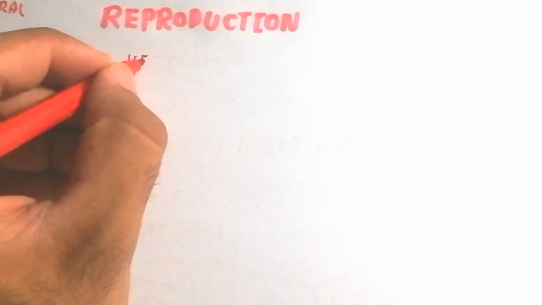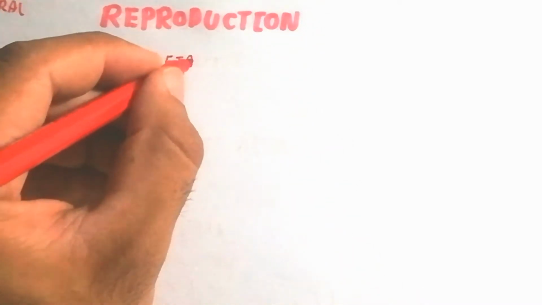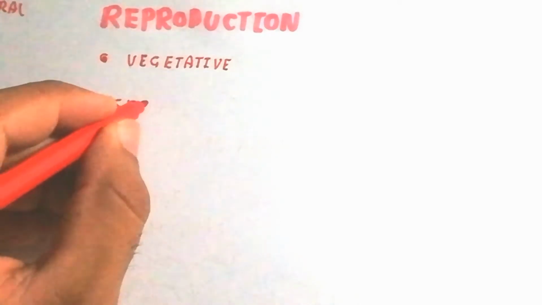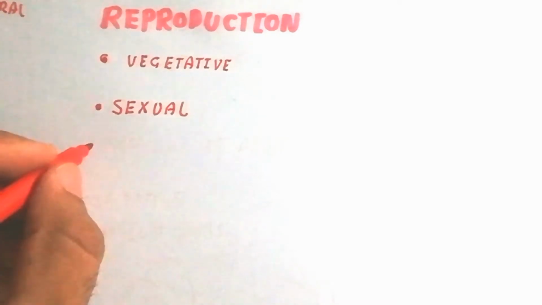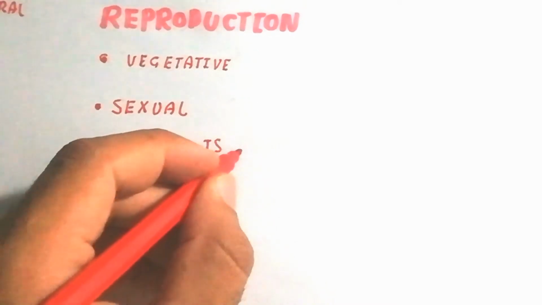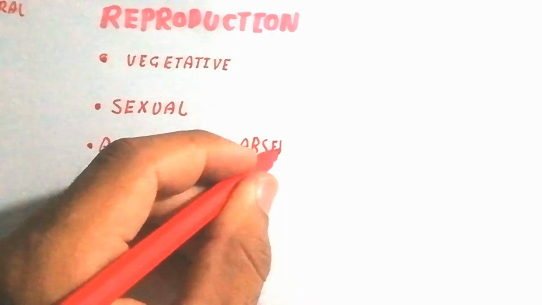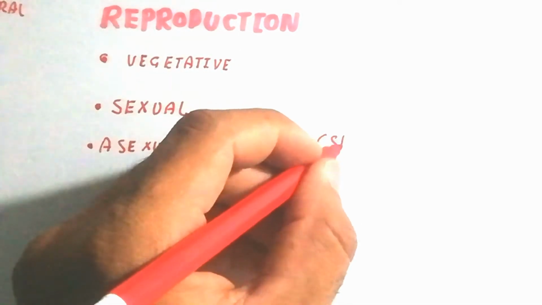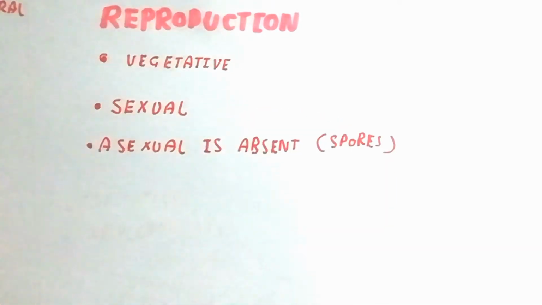Now we will talk about reproduction. Basically the reproduction is vegetative and sexual, and asexual reproduction is absent. The asexual reproduction is absent, but vegetative and sexual reproduction occur. Here I will explain that. The asexual spore is absent, but not the sexual spore.